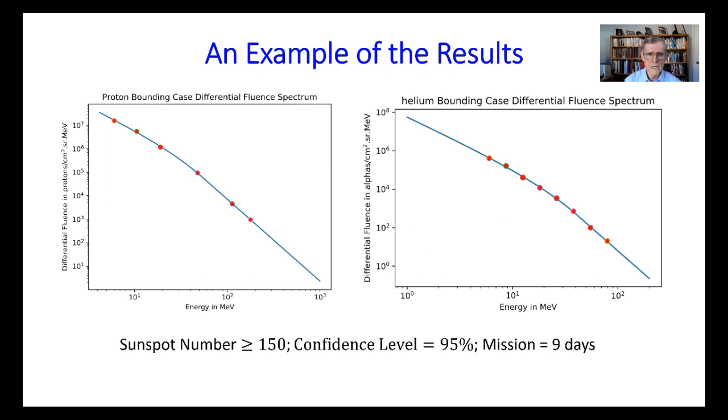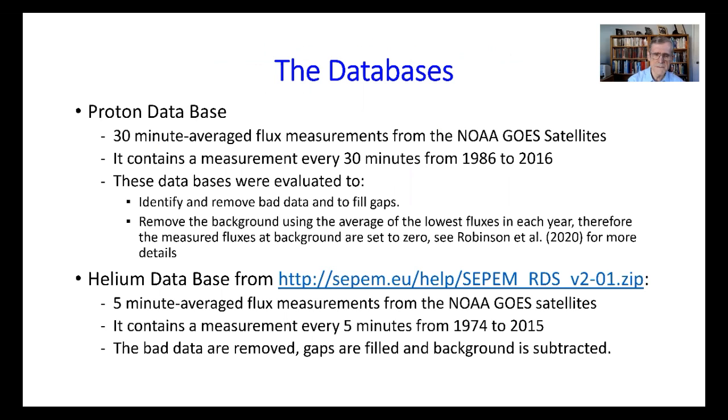The one on the left is the bounding case spectrum for protons. It's a differential fluence spectrum. And the bounding case spectrum for helium is on the right. These spectra were created assuming that the user specified his mission would occur when the sunspot number was greater than 150. He wanted a 95% confidence level, and his mission lasted for 9 days. Now, let me go into more detail about how we did this.